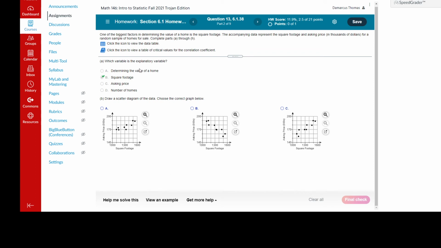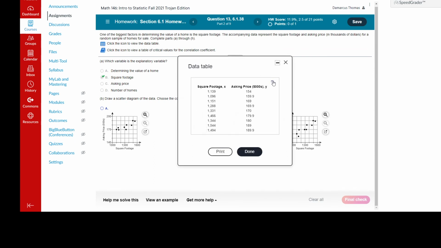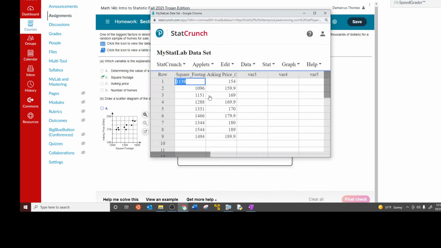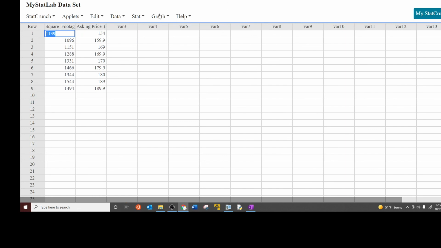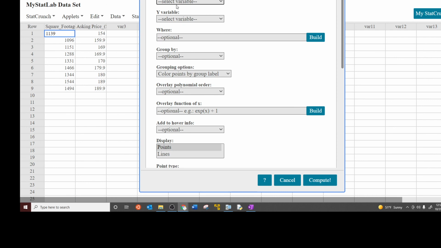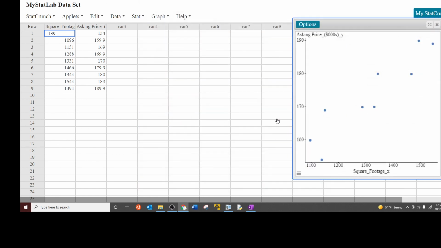Well, that's just a matter of, well, we probably can open this. Well no, that's there. This is the critical values. The data's here. We probably can open this in StatCrunch and then quickly get the data. We will say that's that and that's that. What else do I need? I think I'm good. I think we can just hit compute.